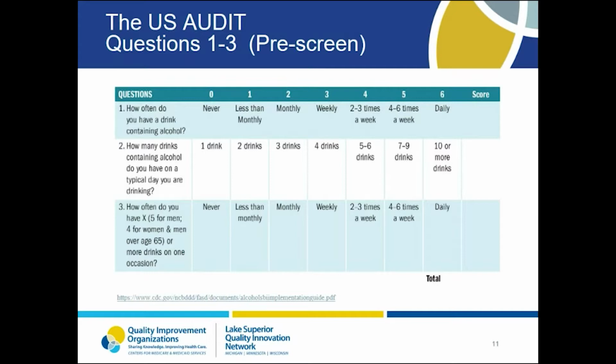These first 3 questions will identify the 71% of low-risk drinkers versus the 29% of at-risk drinkers.